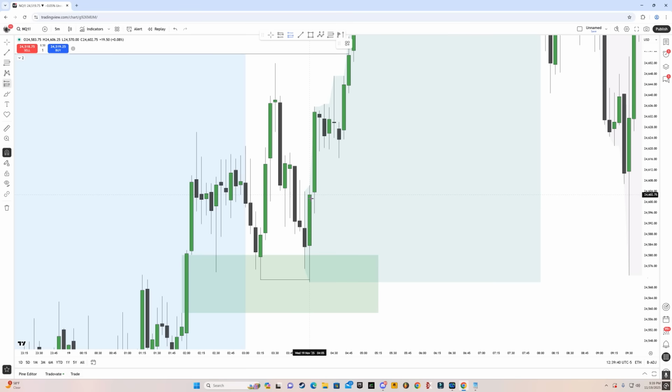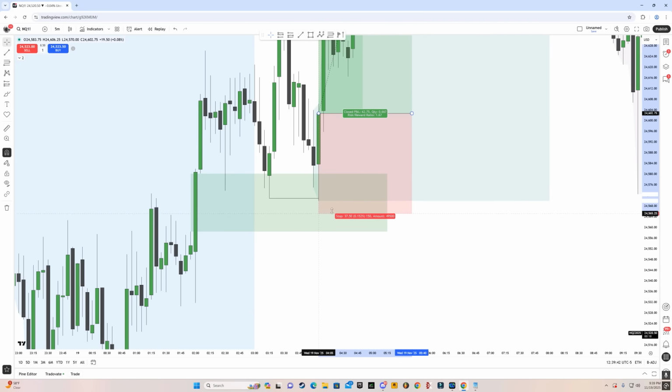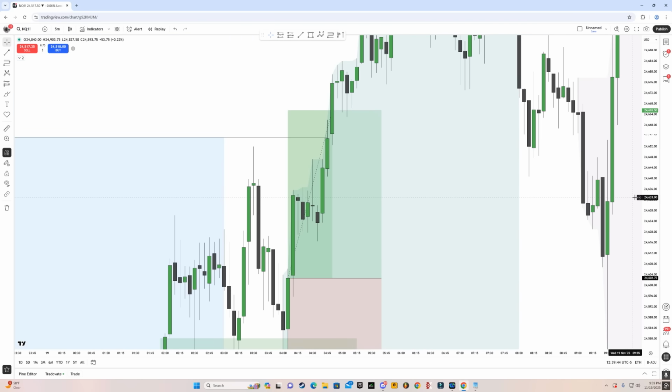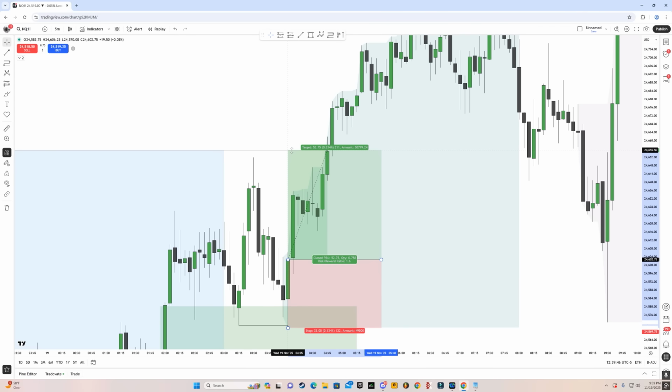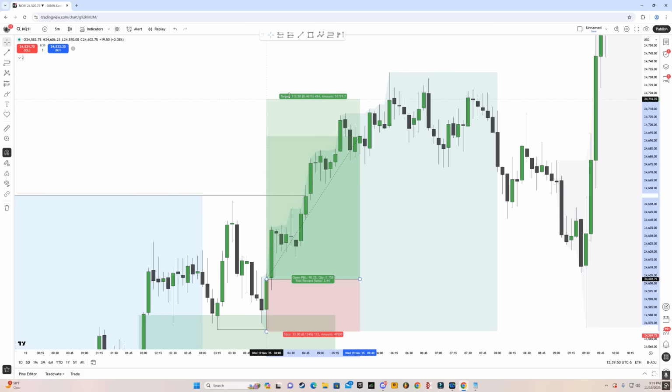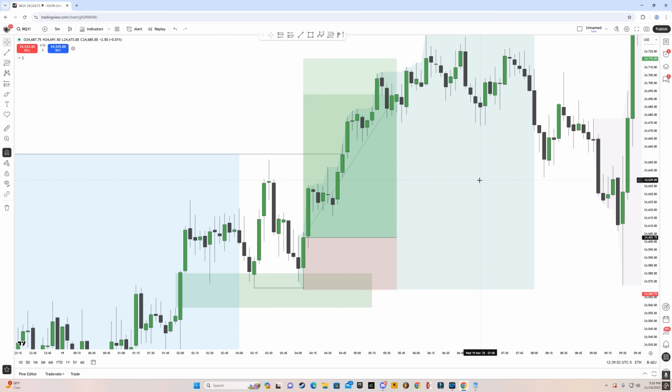Then you could again take an aggressive entry, could have put your stop below the low, and probably could have taken one partial at the Asia high, but then it just kept going up. So super mechanical, super easy, and repeatable trading strategy. Let's move on to the next example.